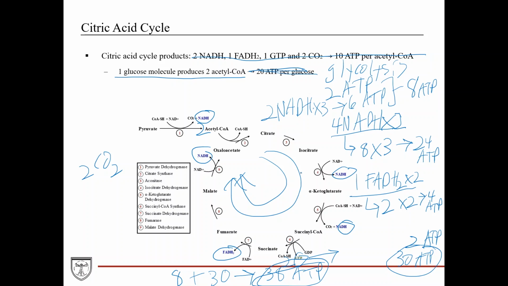And so when they talk about the final products of the citric acid cycle, what's important is that you produce 4 NADHs, 1 FADH2, and then you have 2 ATP, and then you get that 2 CO2 as well.